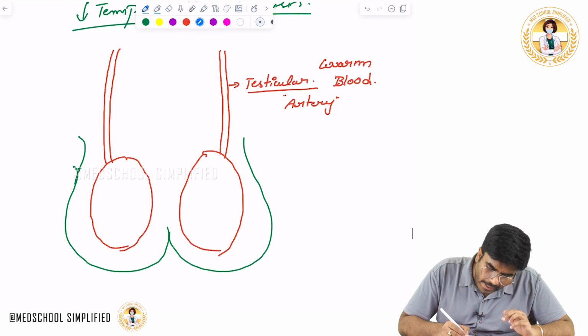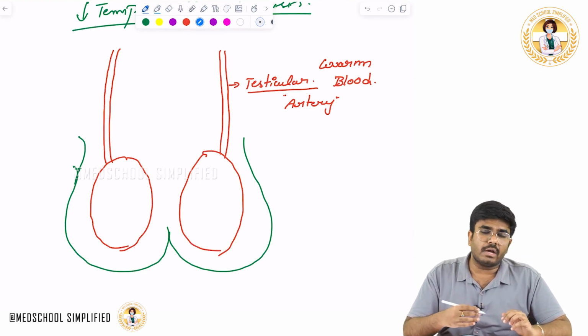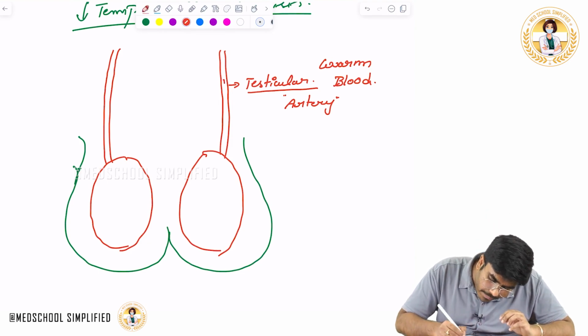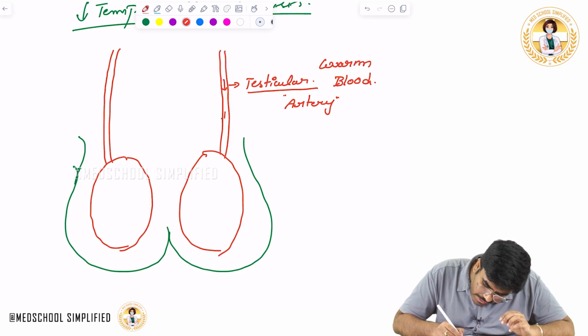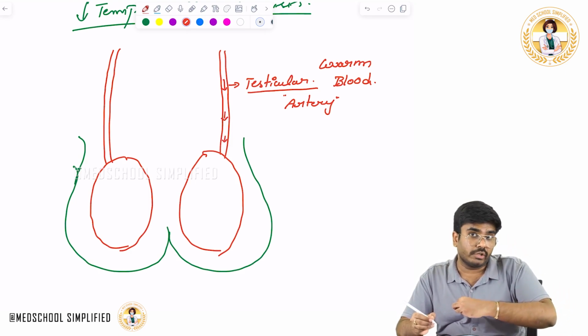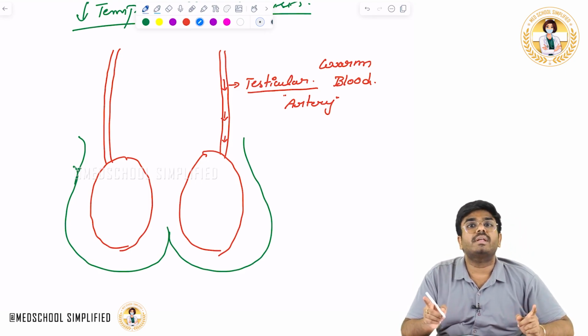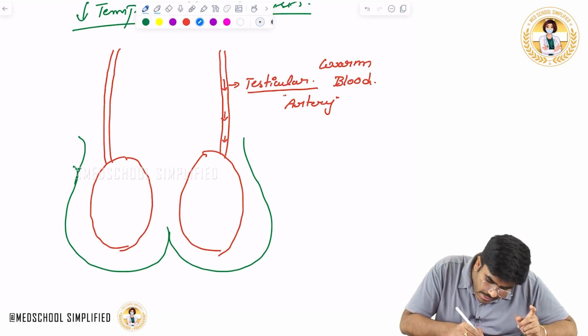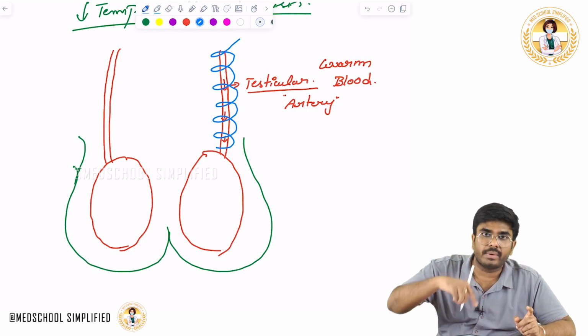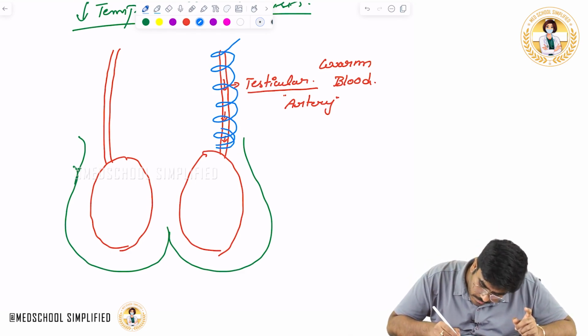See, here there is a plexus of veins. Okay, there is a network of veins, for easy understanding. Look, the blood is going in this direction, in the testicular artery. Actually, the warm blood is going into the testis, which is not good. So, you have to remove the temperature. Do you know what happens? Here, there is a plexus of veins. The venous blood is going in the opposite direction, from down to up. Okay, let me show you.